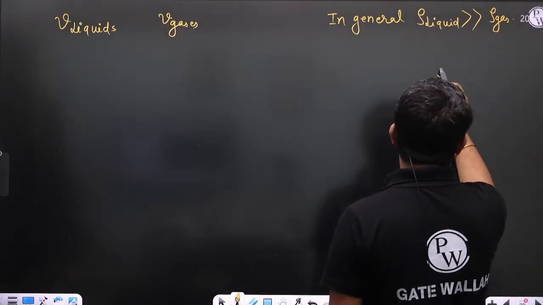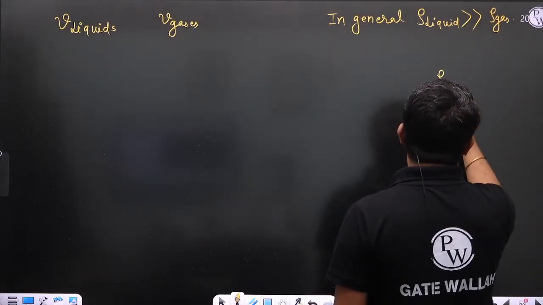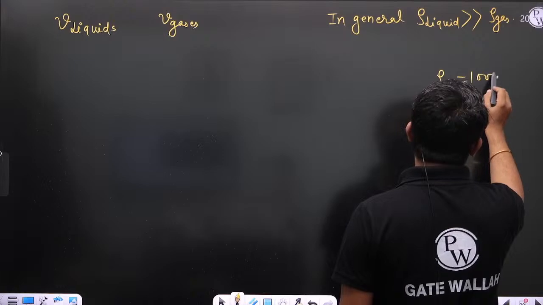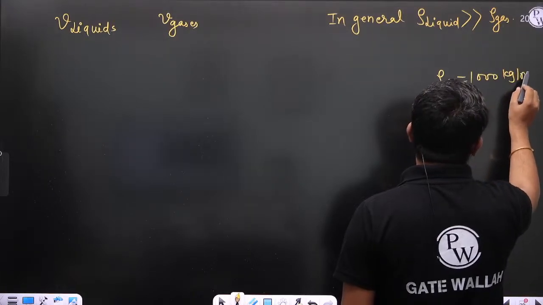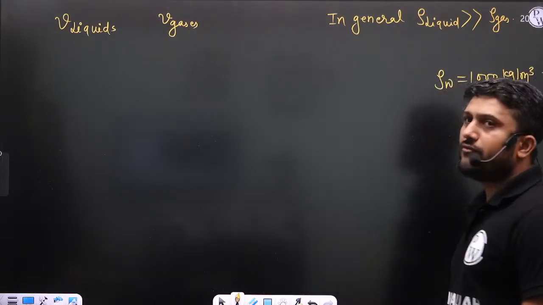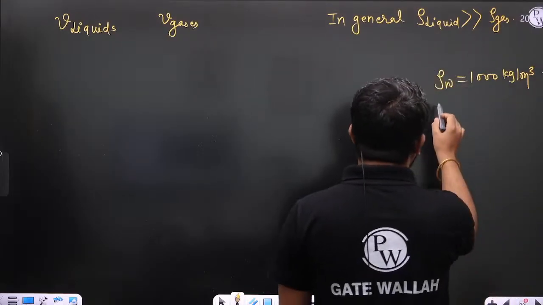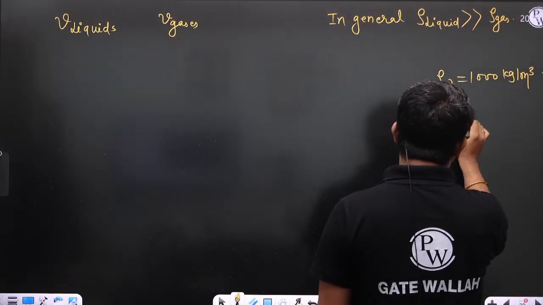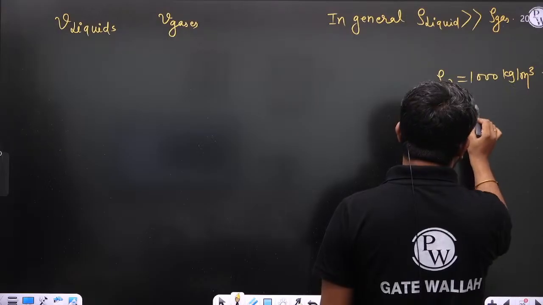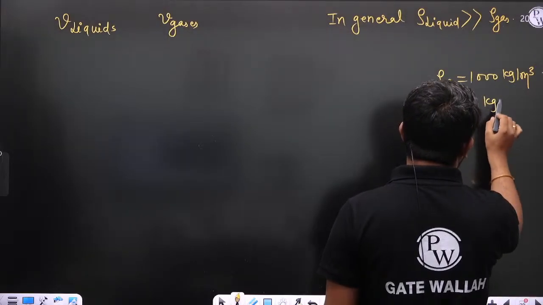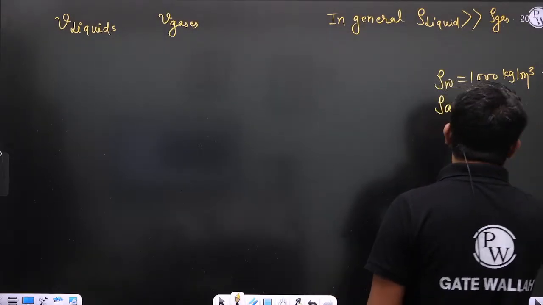See, if you take the example of water and the air, we know that water density is 1000 kg per meter cube. We know that density of water is 1000 kg per meter cube, right? And if I'm talking about the air, air density is around 1 kg per meter cube.